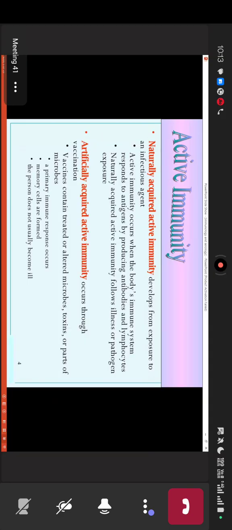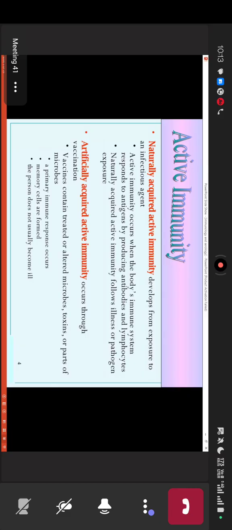Okay. So now, active immunity. Active immunity is further of two types: naturally acquired or artificially acquired. If I talk about naturally acquired active immunity, it develops automatically, or you can say it is developed by an individual after exposure to an infection, right?